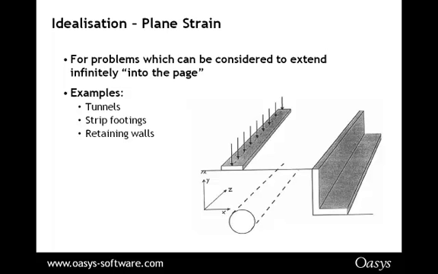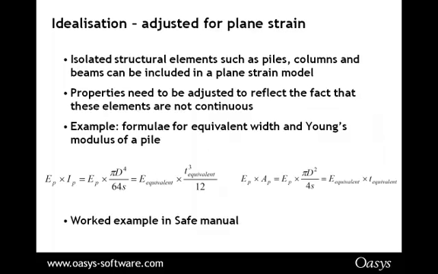One of them is plane strain, where the problem is considered to extend infinitely into the page. So this includes tunnels, strip footings, and retaining walls. But say, for example, you had a plane strain problem, you might have some isolated structural elements, such as piles or columns or beams, and they don't necessarily behave in a plane strain way.